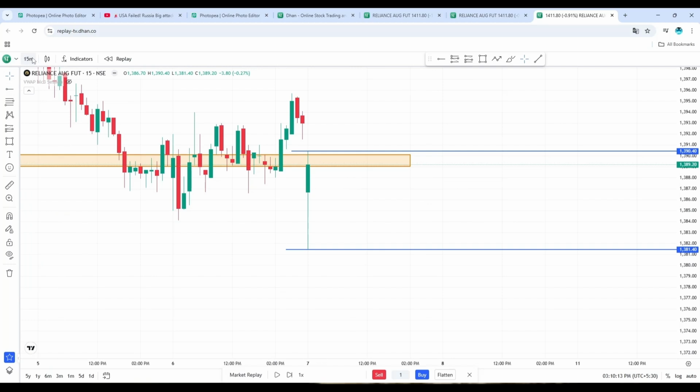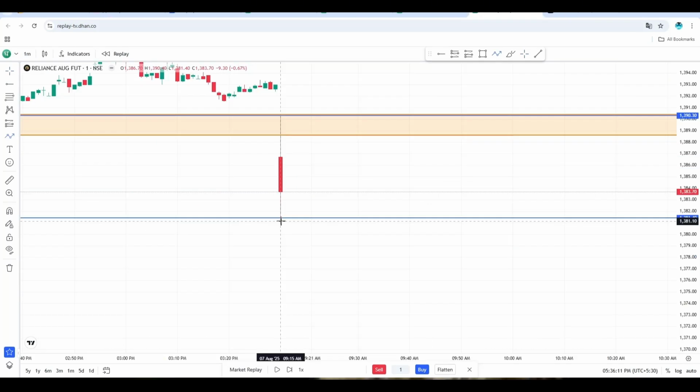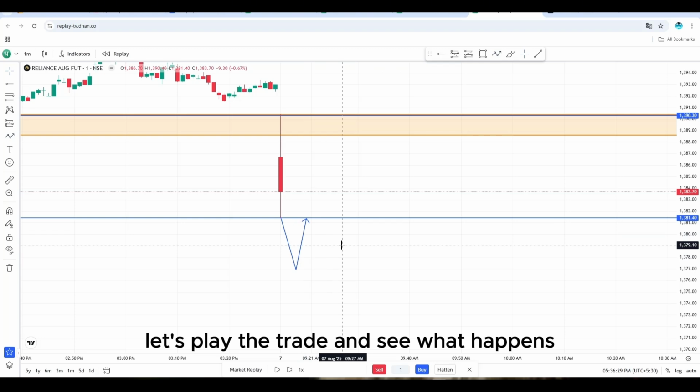So now we go to the 1 minute time frame for our entries. As I said earlier, my main system is break and retest. Therefore, we wait for the price to break below this 15 minute low, come back and retest. Let's play the trade and see what happens.